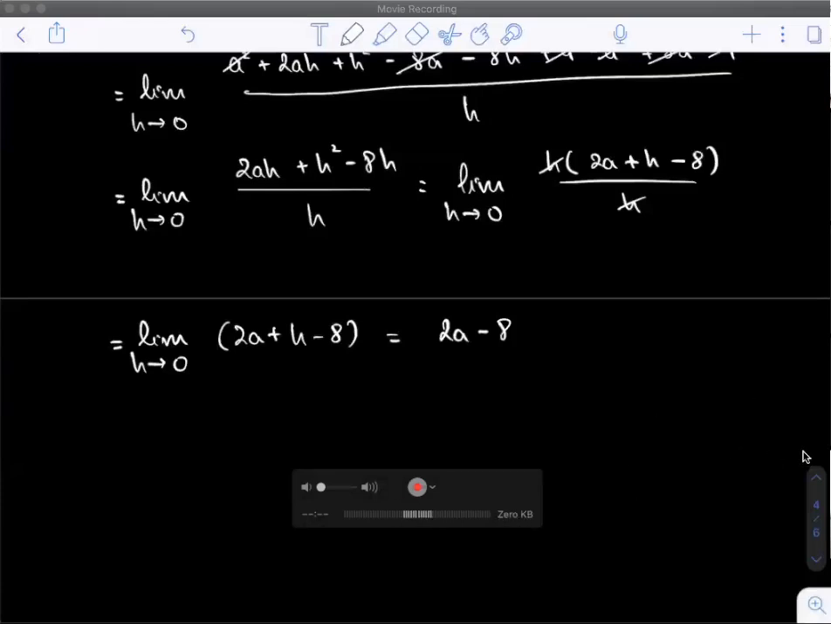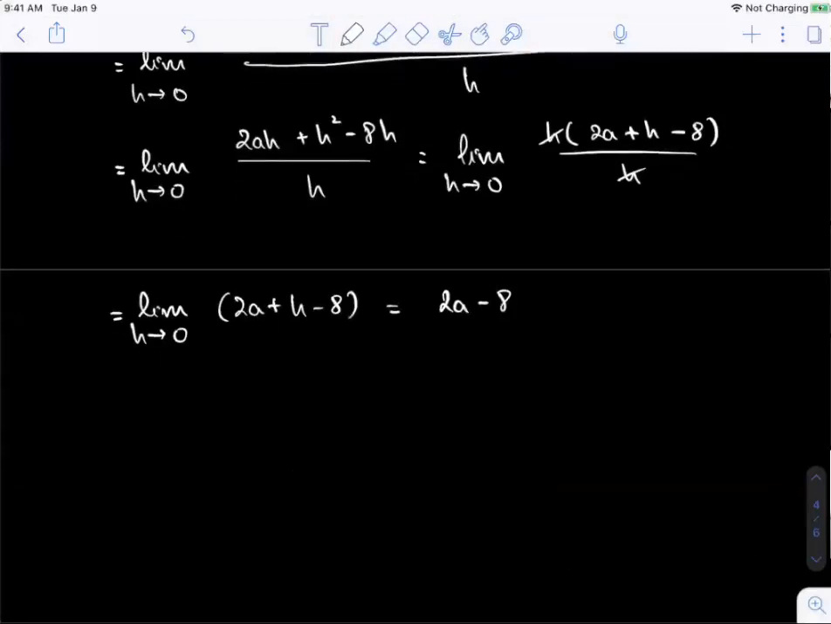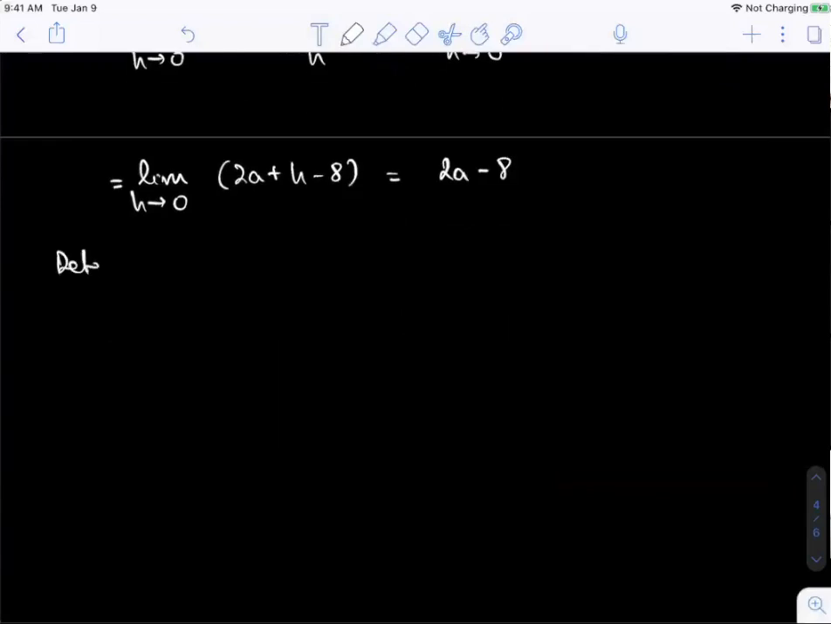So that brings me to the next question. For the next question, I want to find or determine, this is a continuation of the problem from above. So determine the equation of the tangent line.